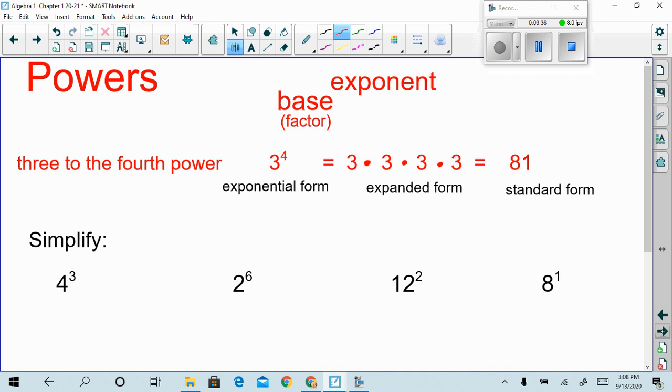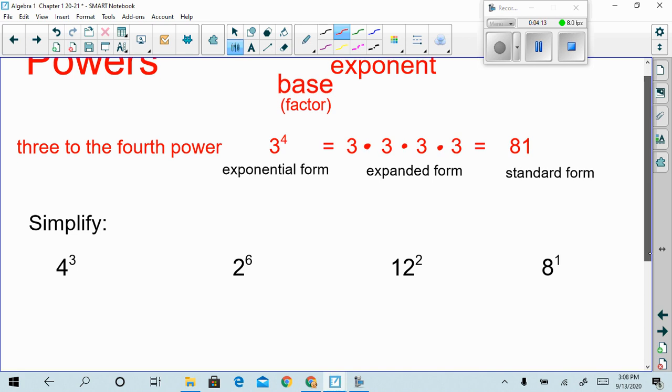So powers, I've been using these words, let's look at them one more time. The larger number is the base, which is the factor, and the exponent is the small raised number that tells you how many times to multiply that factor times itself. So 3 to the fourth power in exponential form is, again, 3 to the fourth. Expanded form, 3 times 3 times 3 times 3. And then if you're asked to evaluate it, you're putting it in what we call standard form. 3 times 3 is 9, times 3, 27, times 3 is 81.